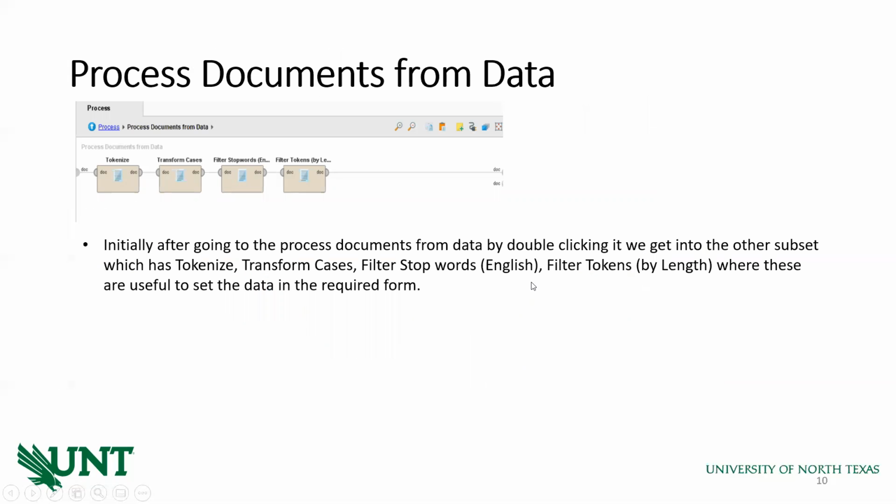Process documents from data is used for setting up data in a proper form. Once the data cleaning is done, it is all set up in a proper form, that is, tokenize, transform cases, filter stop words, and filter tokens. After going through process documents from data, by double clicking, it will get into the other subset which has all these documents, in the required form.